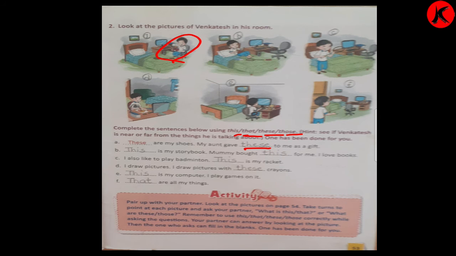Second, this is my storybook. Mummy bought this for me. I love books. Now B1. Venkatesh, what is he doing? He is reading a storybook, but the book is very near to him. So what is he saying? This. And who bought it for him? His mother. So this.